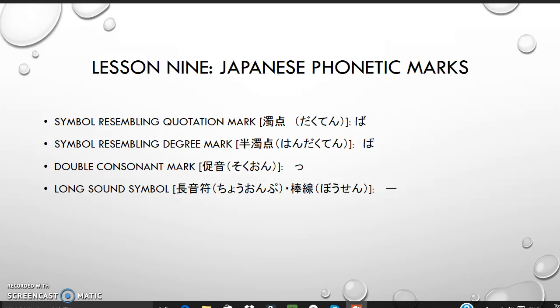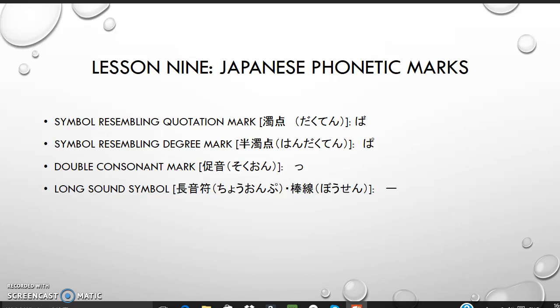And then, last but not least, we have the long sound symbol. The long sound symbol is known as chouon-pu. In addition, we can also call it bousen. It's basically a long straight line, and this is used to essentially extend the vowel. This is most commonly found in katakana. That's definitely something that we should take note of.